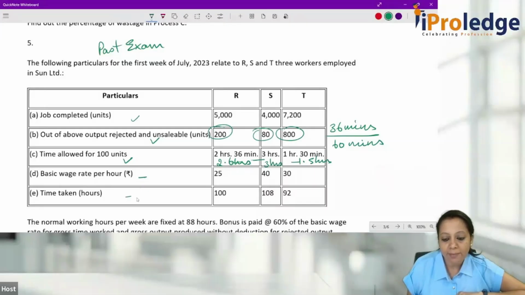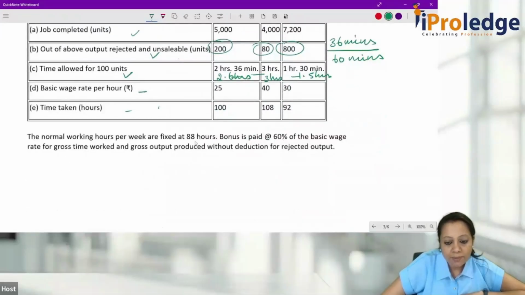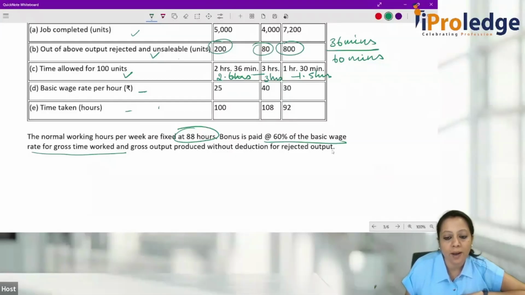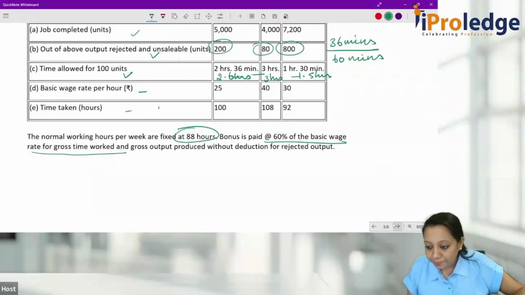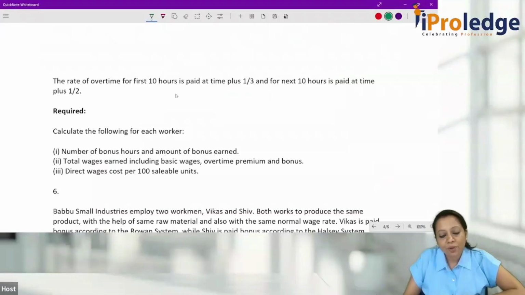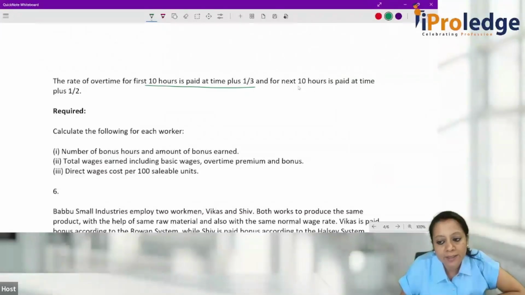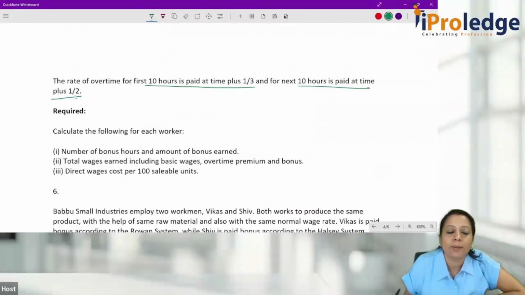Basic wage rate is given, time taken is given. So time allowed and time taken, if you find the difference, you will get time saved. That we all know. Now the normal working hours is fixed at 88 hours. Bonus is paid at 60% of the basic wage rate for gross time worked and gross output without deduction for rejected output. So this also we will go through slowly. Now the rate of overtime for the first 10 hours is paid at time plus 1 by 3.